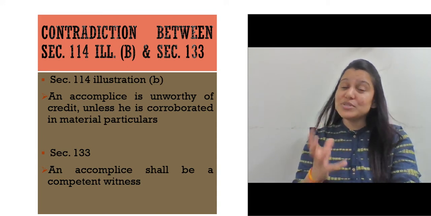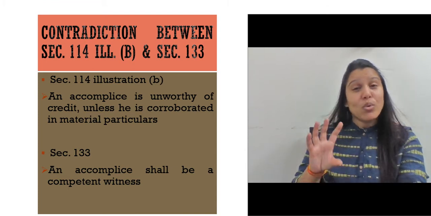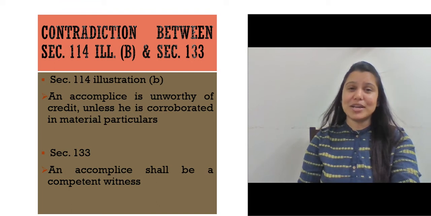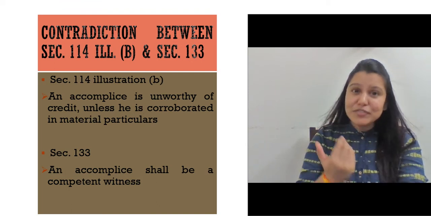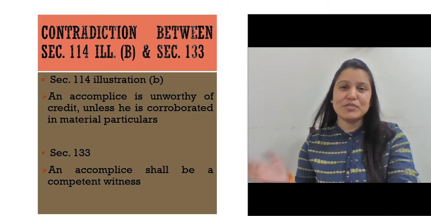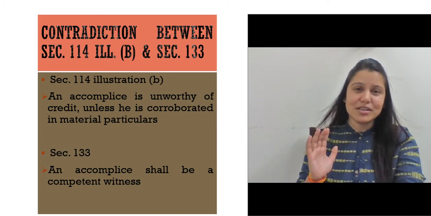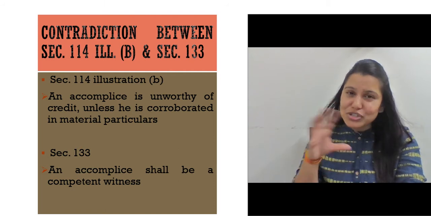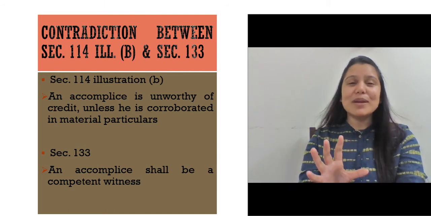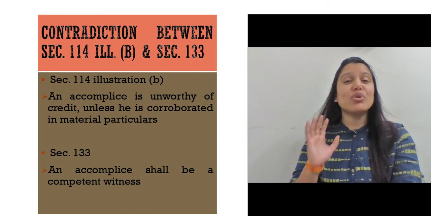But when it comes to section 133, the whole conviction can rely upon the statement given by the accomplice, and even if it has not been corroborated, that will be valid. It will not be illegal, which means it is legal. The whole conviction can rely upon the accomplice witness, even if it is not corroborated.